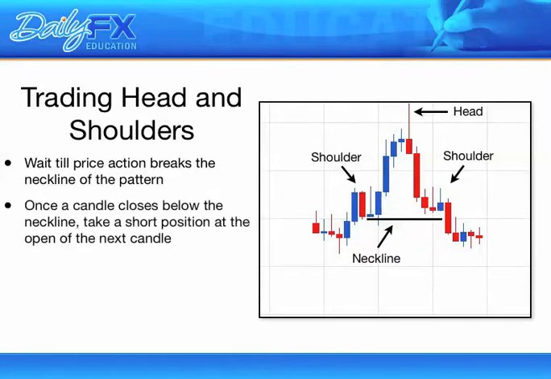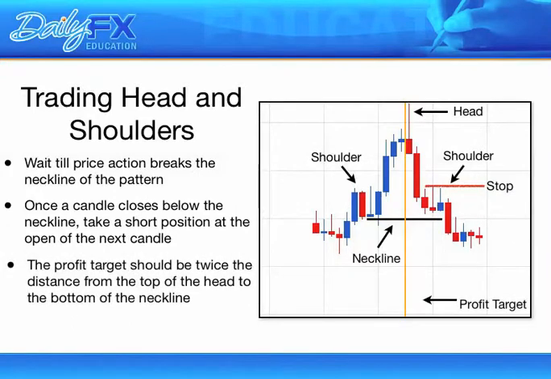Our stop would be placed above the right shoulder. The profit target would be twice the distance from the top of the head to the bottom of the neckline, represented by the gold line on the chart. These price patterns, when combined with divergence and failure swings, can give strong warnings of upcoming movement on the price chart a day or two in advance.